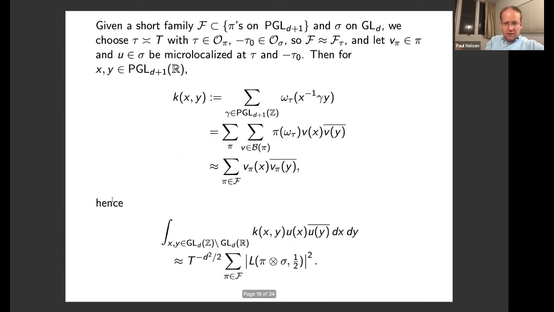Okay. So now, how do you study moments of L functions this way? Well, given a short family of the sort in our result, consisting of pi's on the bigger group, and given some sigma on the smaller group, you can choose an element, tau, of size comparable to t that lies in your coadjoint orbit and has negative upper left block in the coadjoint orbit on the smaller group. So then the family that you're interested in is kind of forced to be the family attached to tau that's cut out by this family of integral operators.